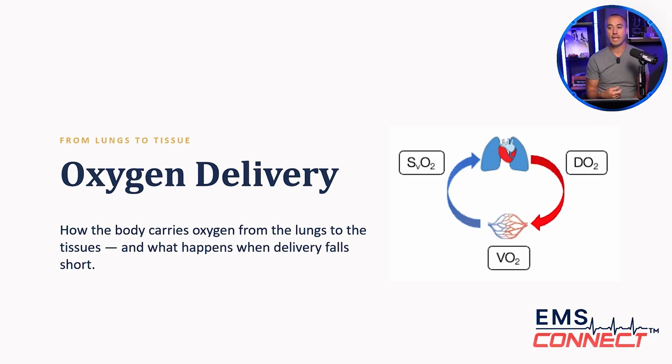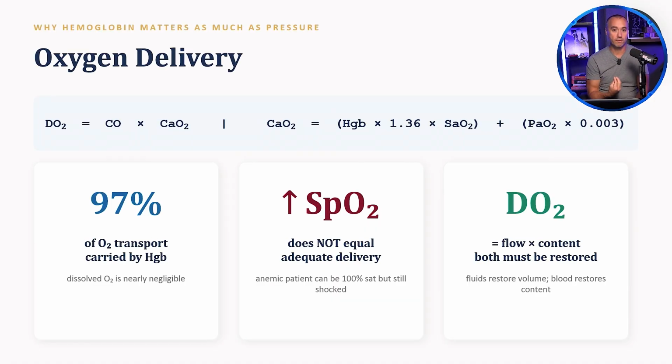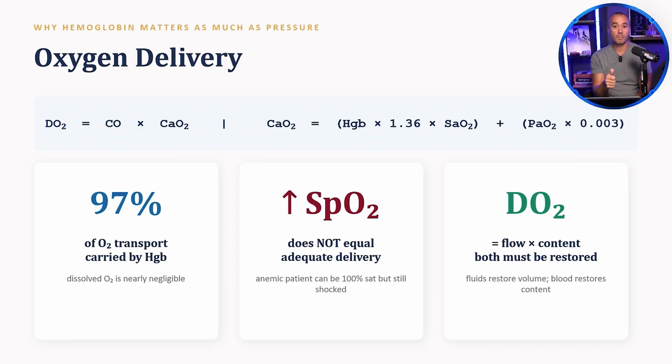Well, we can measure that delivery of oxygen. There's an equation for this. It's a lot of numbers, but there is a good takeaway from it. The delivery of oxygen is determined by your cardiac output, which is in both the mean arterial pressure calculation and the delivery of oxygen, times the oxygen content. The oxygen content is the hemoglobin times 1.36, which is a constant, times our arterial saturation, plus the partial pressure of oxygen times a constant, which is 0.003.